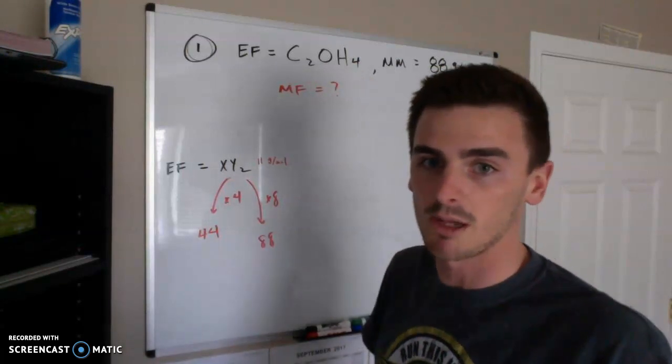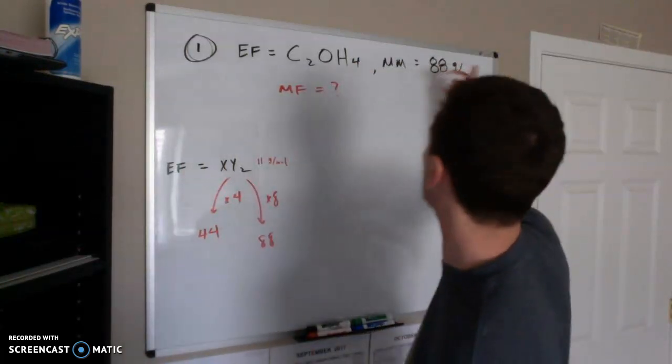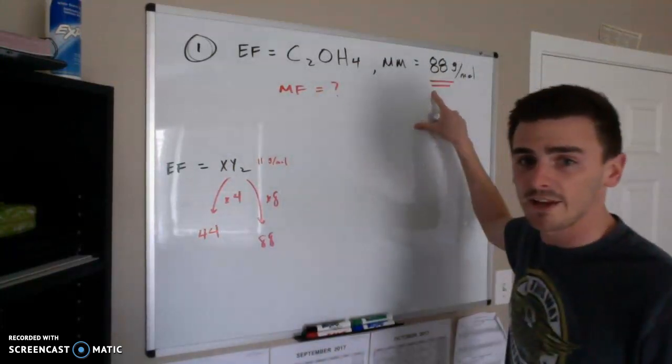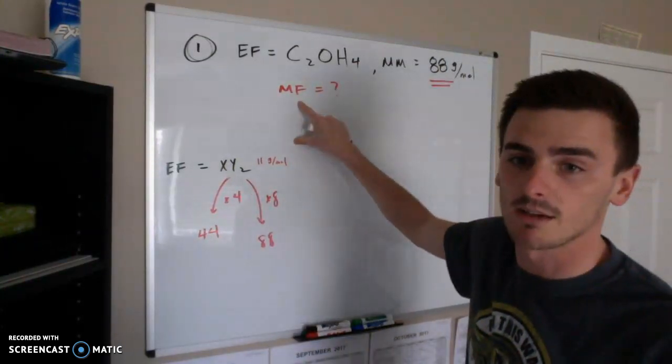So number 1 up here says we're given that the empirical formula of a substance is C2OH4. So something pretty complex here, a hydrocarbon. And it tells us the true substance on Earth has a molar mass of 88 grams per mole, and what we want to know is the molecular formula.